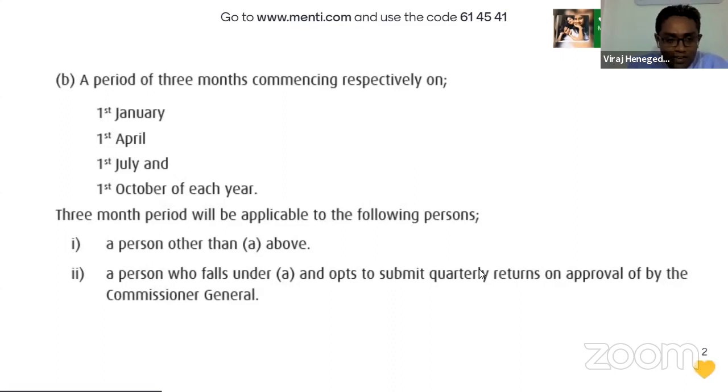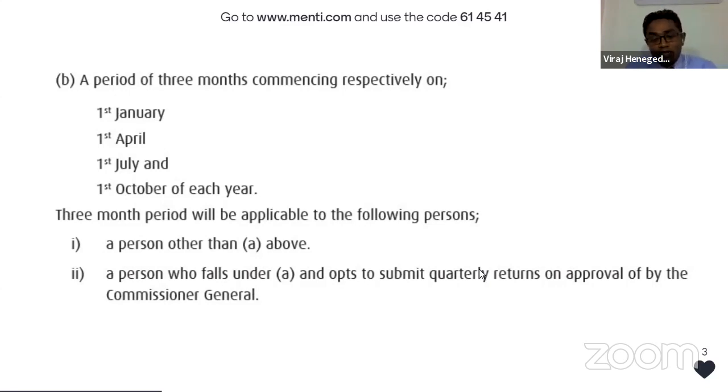So you can take it as a period of 3 months commencing respectively on 1st January, 1st April, 1st July, and 1st October. So the 3 month period will be applicable for a person other than those in A above. If a person opts to submit quarterly returns on approval by the Commissioner General, if he obtains approval from the Commissioner General, then also he can submit the returns on a quarterly basis.